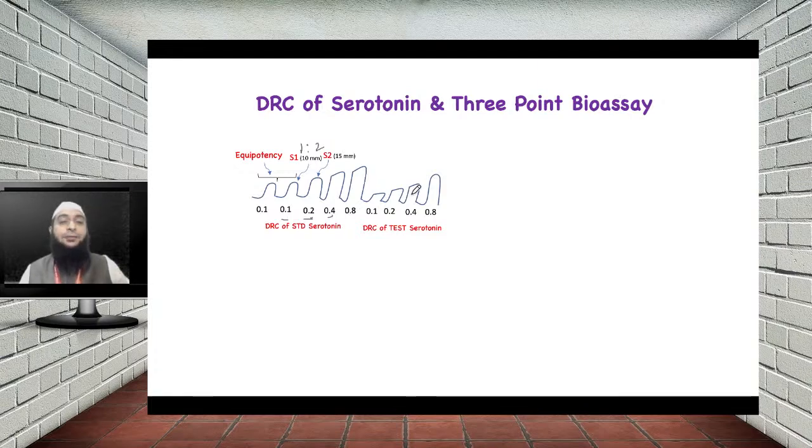Now the third thing is that you need to select the dose of the test which must lie in between S1 and S2. What it means is that its response height must be bigger than S1 and smaller than S2. Means it should be greater than 10 mm and smaller than 15 mm. So let's see the DRC of the test. When we see the height of the 0.1 ml, it is 7 mm. So we are not going to select it because the height is less than 10 mm. For 0.2 ml, the height is coming to 10 mm. So it is exactly the same as S1, but not bigger than S1. So again we are not selecting this dose.